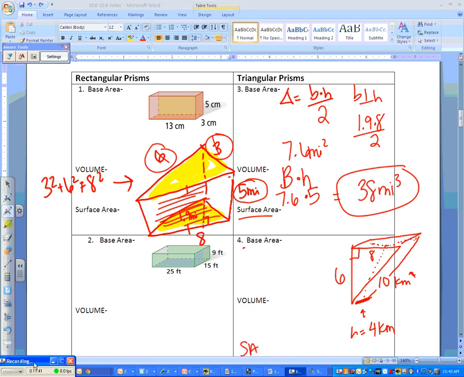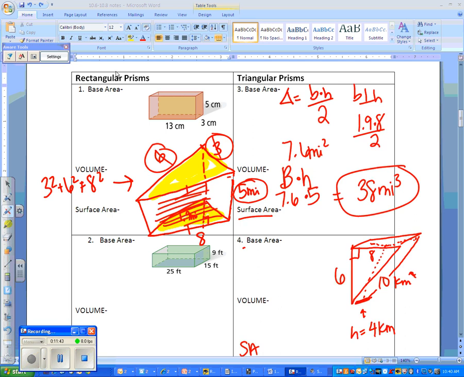Okay, so we talked about prisms. Remember, there's lots of different shapes of prisms. We're just starting off with the basics, rectangular prisms and triangular prisms. We'll move on to some fun shapes like hexagonal prisms after the state test.